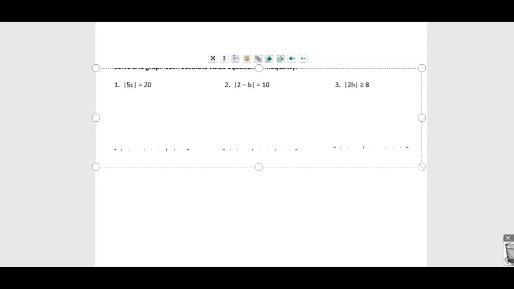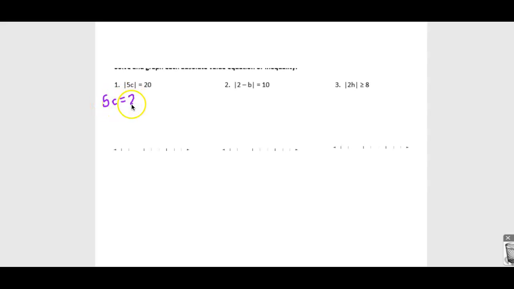to 20. Absolute values have 2 solutions. So you have to make the positive and the negative. So you have 5c equals 20 and 5c equals negative 20. So then you get c is equal to 4 and c is equal to negative 4. And you would plot both as solid points on the number line.